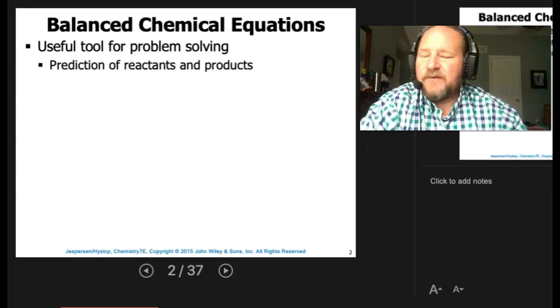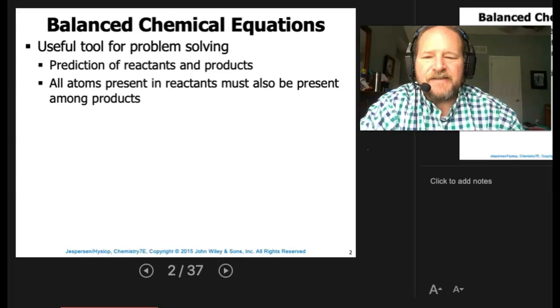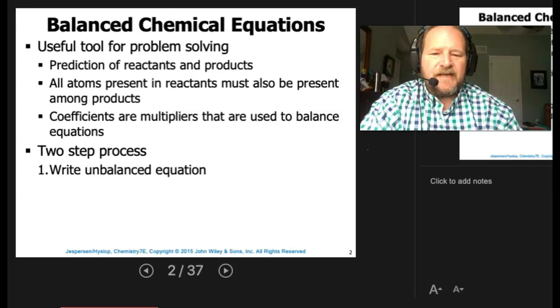It's going to tell you how much of your reactants and products are going to be there in mole quantities, right? So all the atoms present in the reactants have to be present in the products. And of course, we know the coefficients are multipliers that are used to balance the equation. So it's looked at as a two-step process.